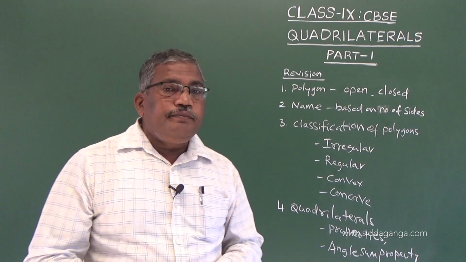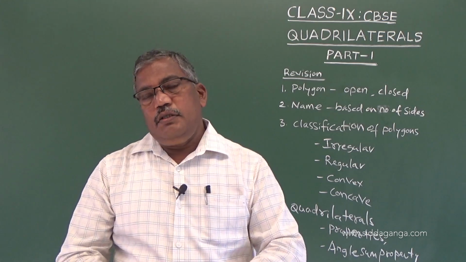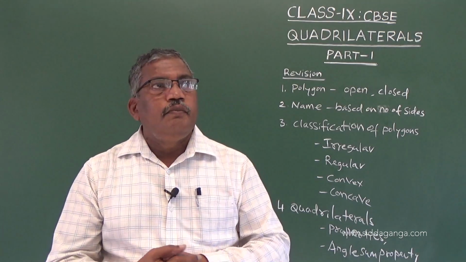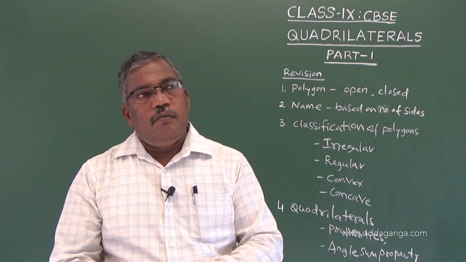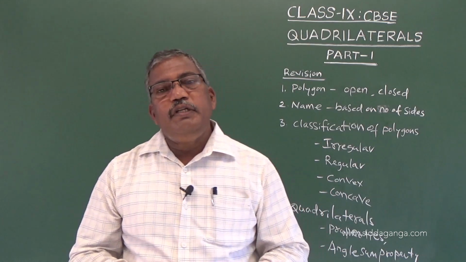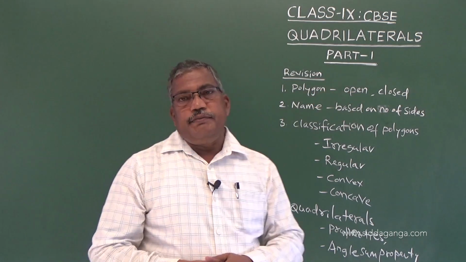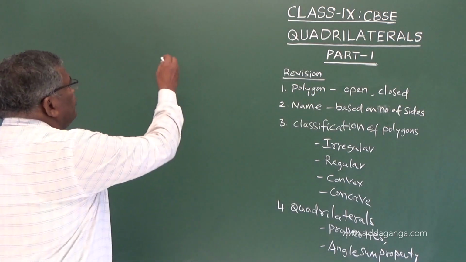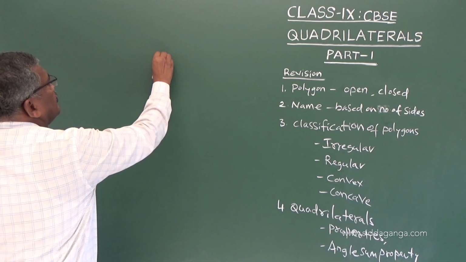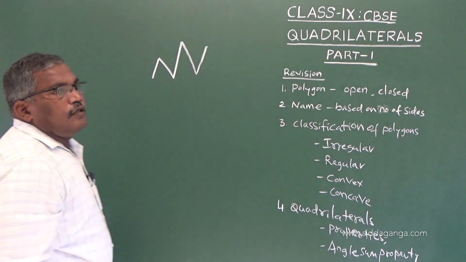Now before we understand what is a quadrilateral, let us recall some of our knowledge. So what is a polygon? Poly means many, gon means side. So we say if many sides are put together, you can observe these figures. These are line segments, so they are put together.